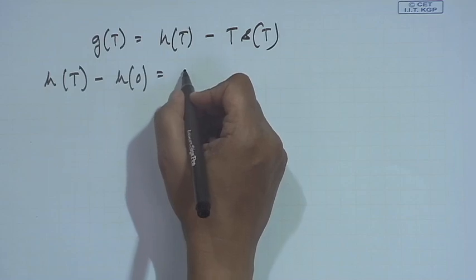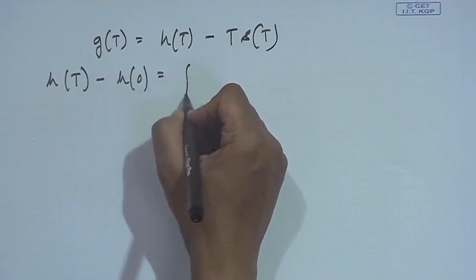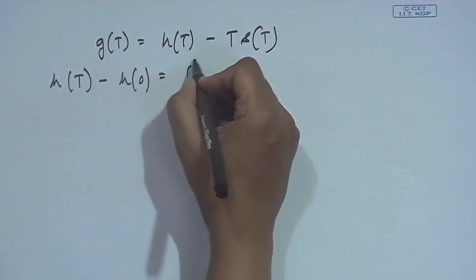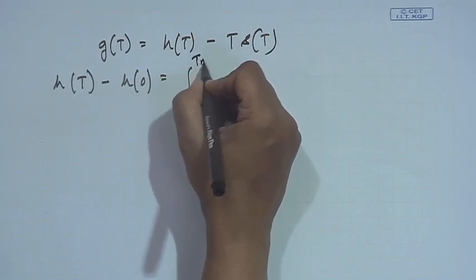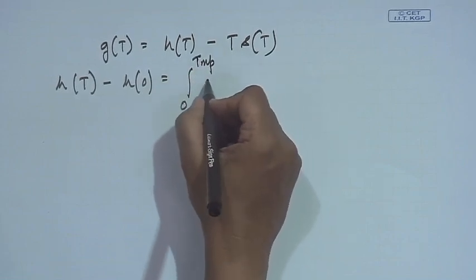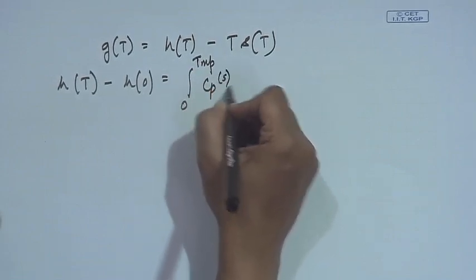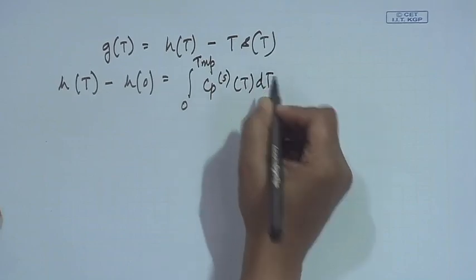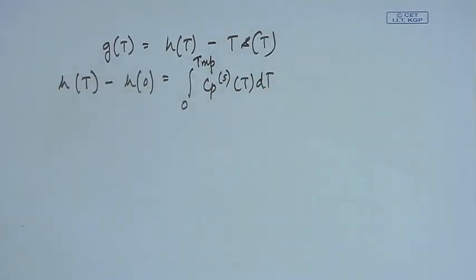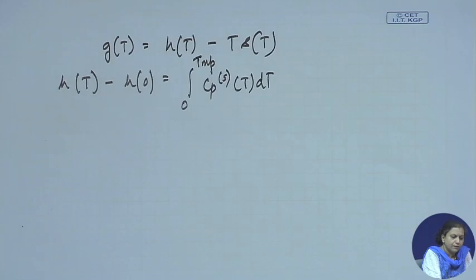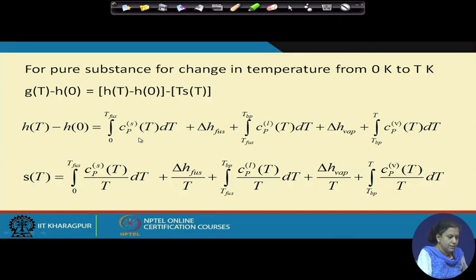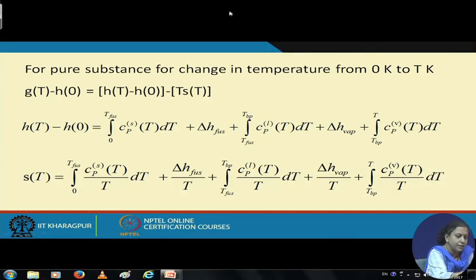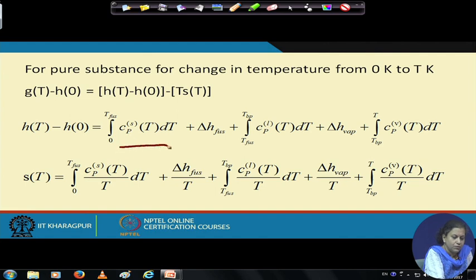Initially it is a solid, and the solid is heated from 0 to some particular melting point. So it is given by this particular expression, as I have already written down here. This is the expression when the solid is being heated from 0 Kelvin to the melting point. I continue the heat further.